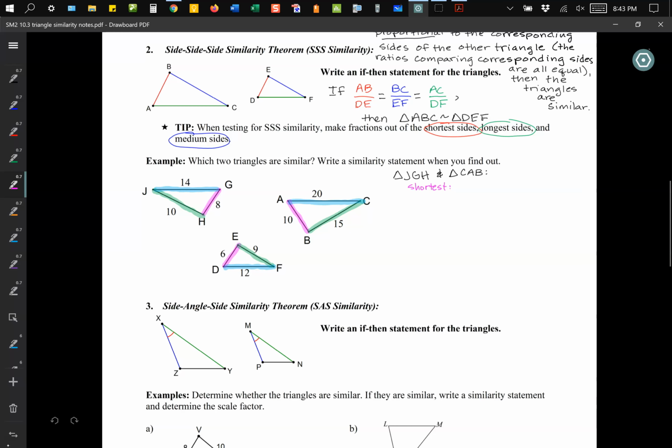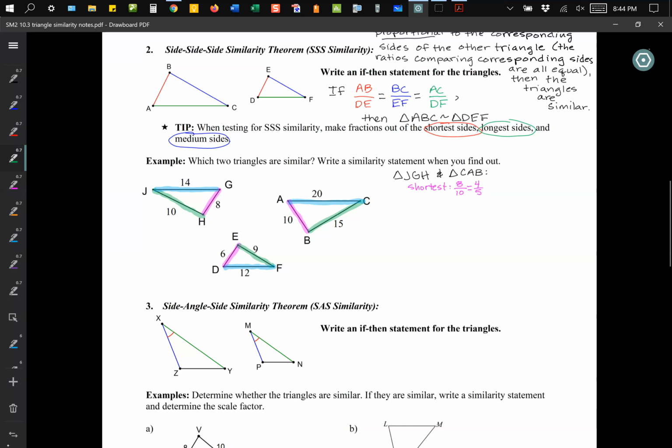So my shortest sides, it doesn't matter which triangle goes on top of the fraction as long as you put the same triangle on top of all the fractions. So I'll do the smaller triangle on top. So let's do 8/10. So go ahead, get a calculator if you need help simplifying that fraction. Both of those numbers can be divided by 2. That simplifies to 4/5. So if the other fractions simplify to 4/5, then they're similar. If they don't, they're not similar.